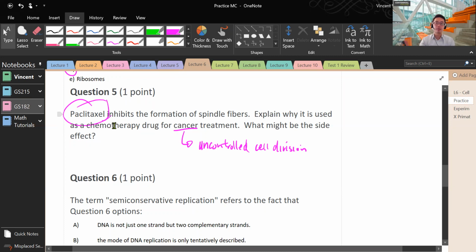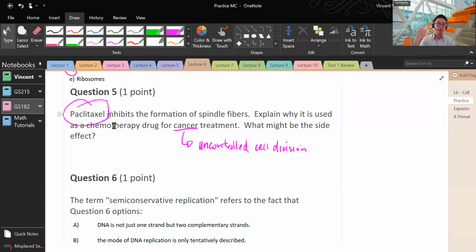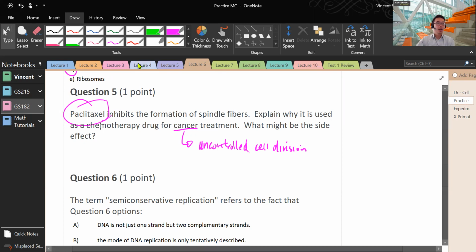So if you don't have enough red cells, you become anemic. Okay, your immune system might weaken, right? As a result of that as well, because you're not producing enough white cells. Okay, but the bottom line is by inhibiting formation of spindle fibers, you are going to inhibit cell division. Okay.